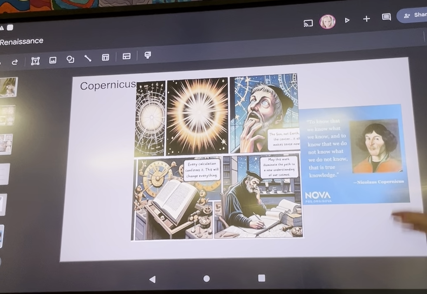Nicholas Copernicus, Mike, I'm not really one that's into quotes, but this is funny, and I'll end with that. To know that we know what we know, and to know that we do not know what we do not know, that is true knowledge. I thought that was funny. That's very Michelle. That's something I would say.